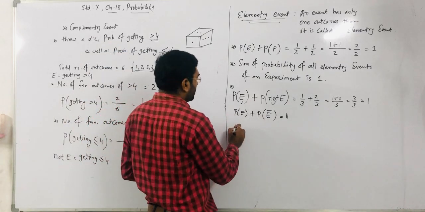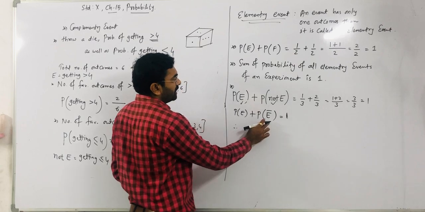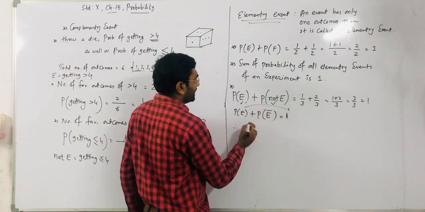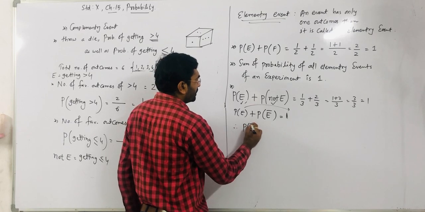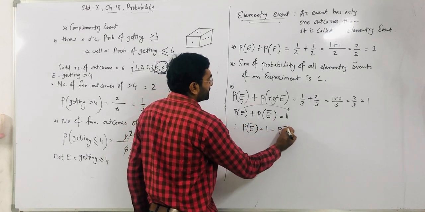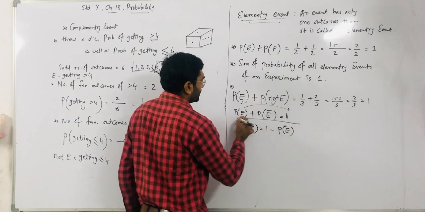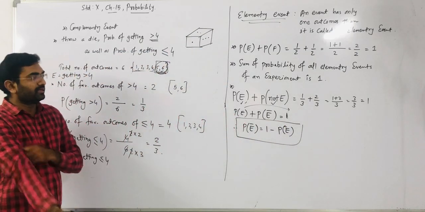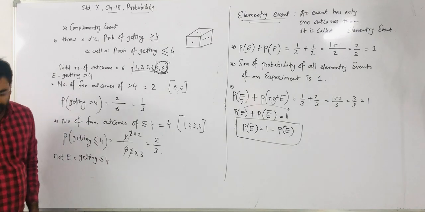So sometimes they may say find out the not E event's probability. Then that P of E goes to the right hand side. So you get P of E bar is equal to 1 minus P of E. Okay. So that formula you have to remember.